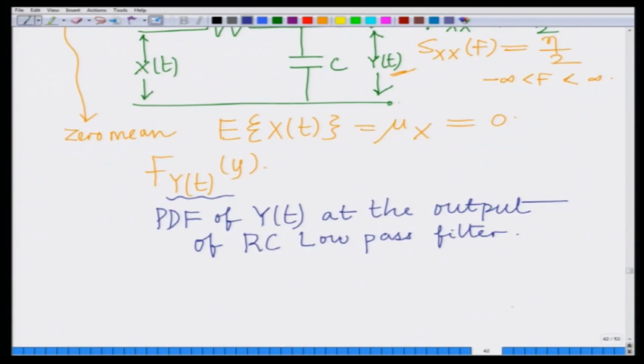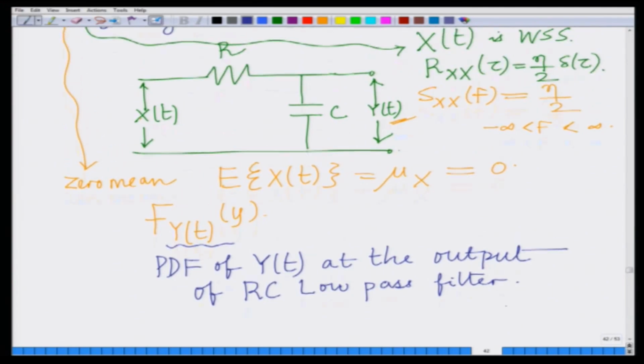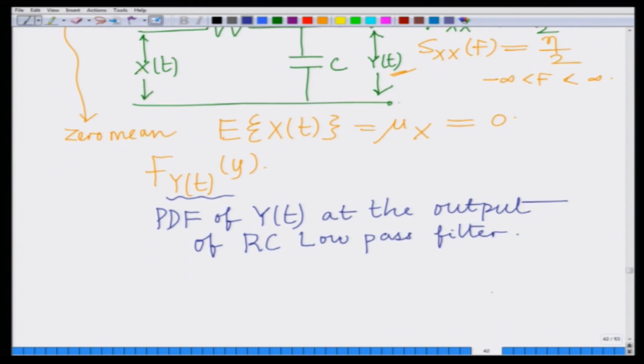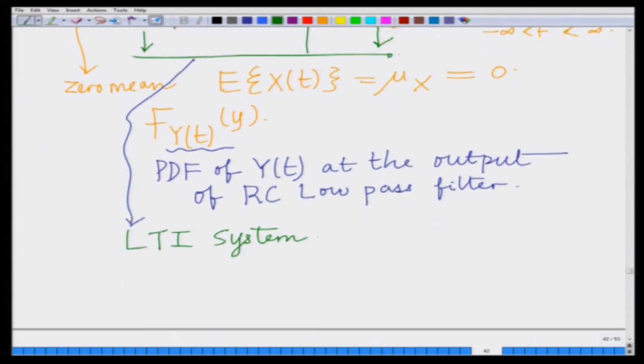First thing we can see is that this RC low pass filter is a linear system. This is a linear time invariant system. So your RC circuit, your RC filter, is a classic example of an LTI system.